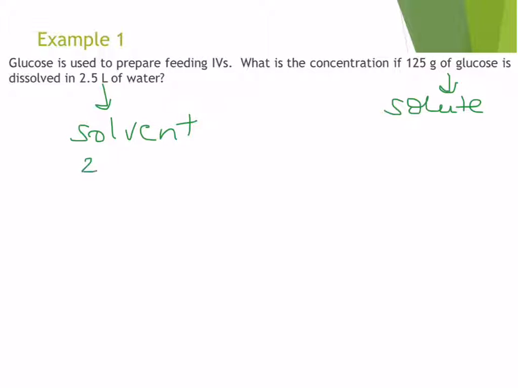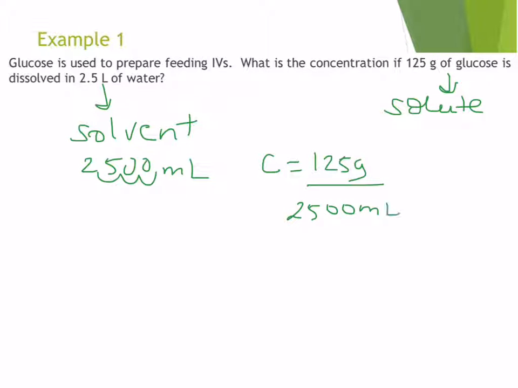We do need that 2.5 liters to be in milliliters, so we need to multiply by 1,000. So we're going to be using 2,500 milliliters and 125 grams. So our concentration will be 125 grams divided by 2,500 milliliters times 100. And when you do that, you get a 5% solution, and because it's a mass divided by volume of solution, we say that it's weight-volume.